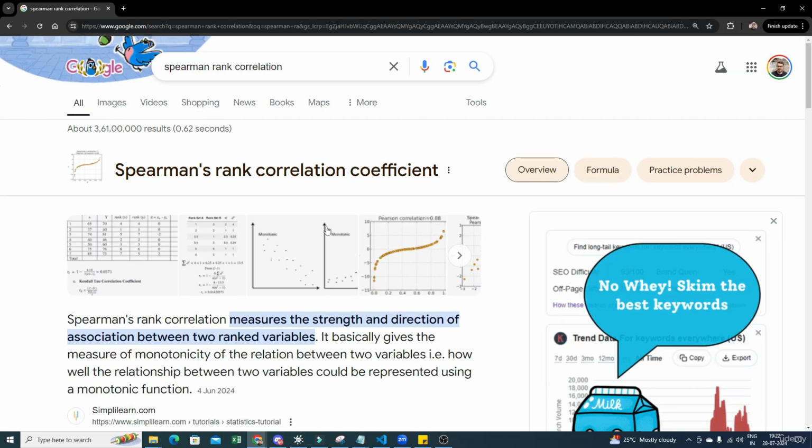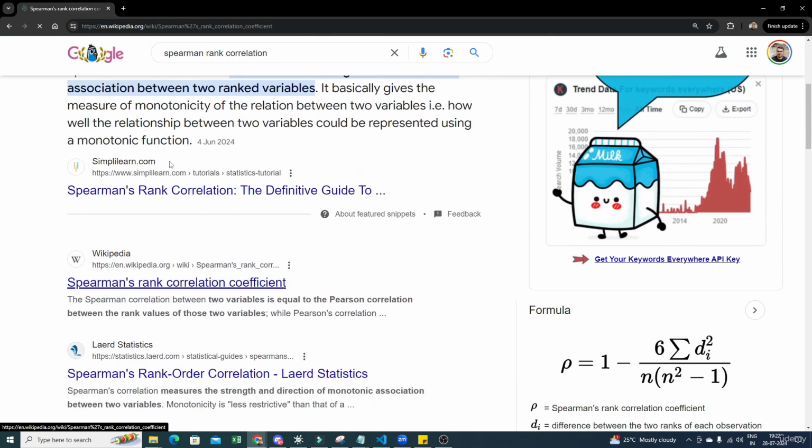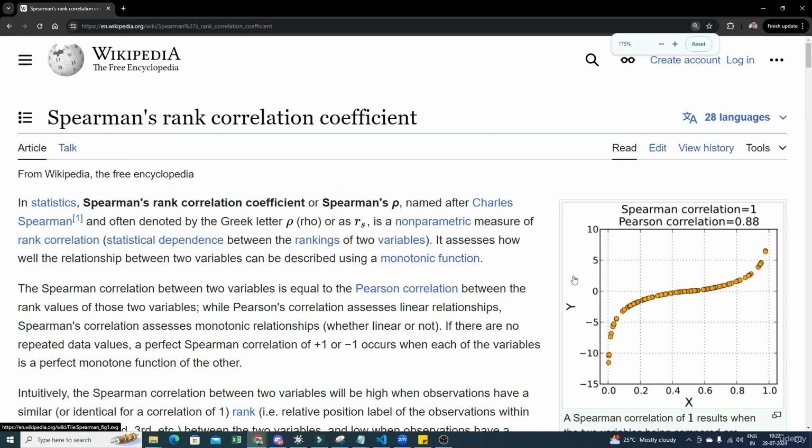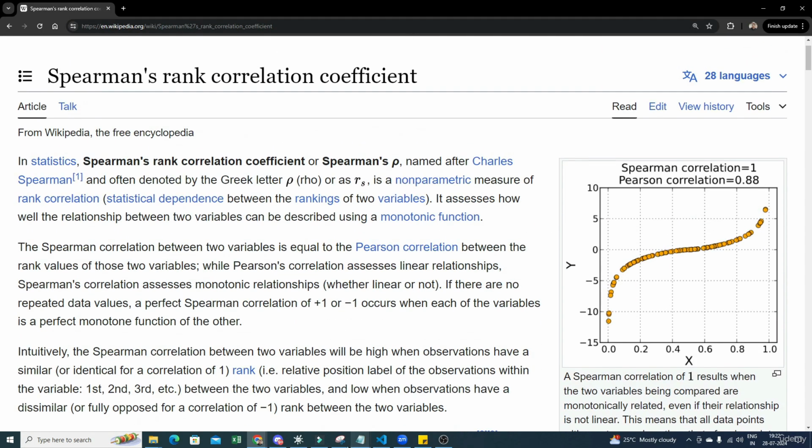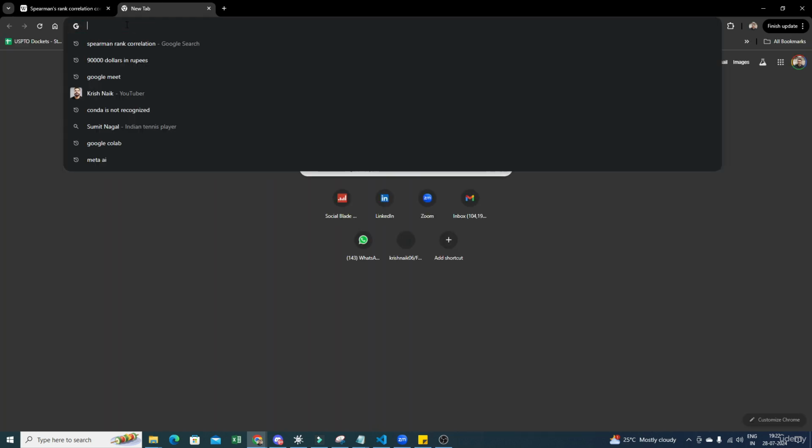Here you'll be able to see the first link is Wikipedia only. Now please observe this figure. Let's talk about this figure. In this figure that you will be seeing, I have this kind of data. Let me show some more things over here.